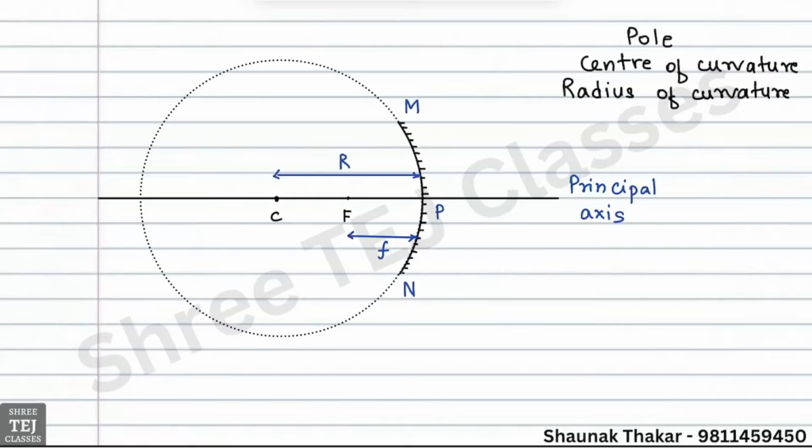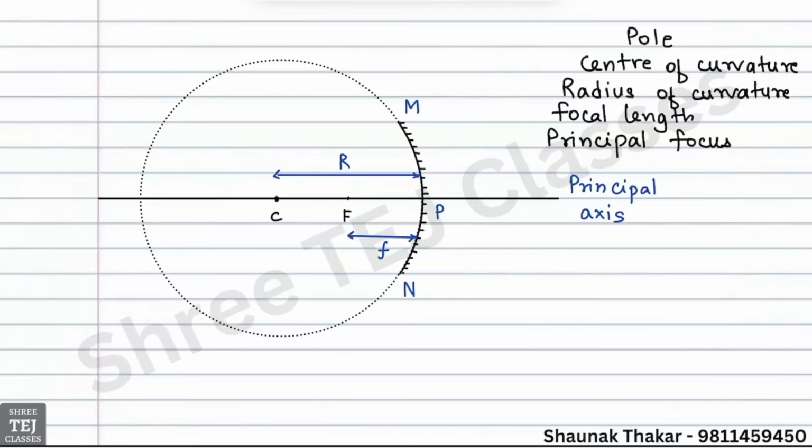Now, it is observed that point F is the midpoint of C and P. So the midpoint of CP is point F. We define focal length as the distance between the pole and the principal focus, denoted by the small letter f. This distance is half of the radius of curvature.